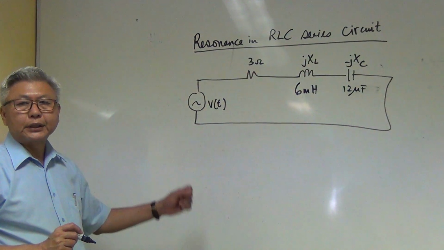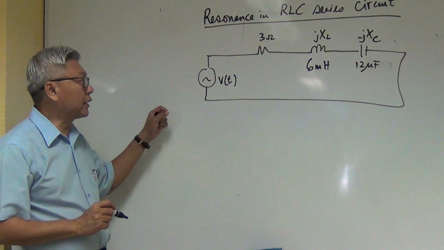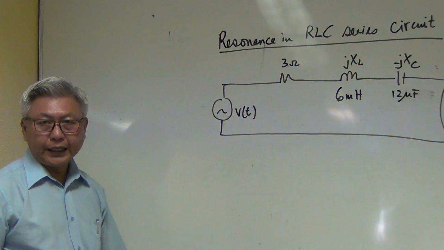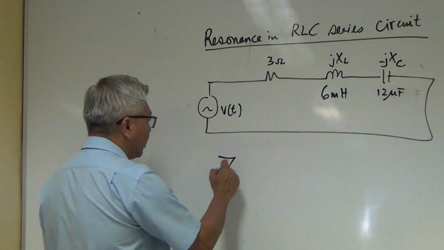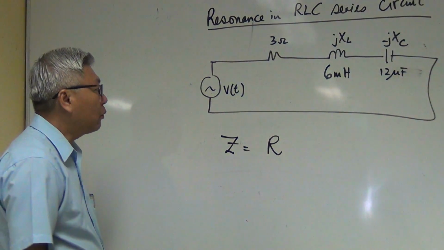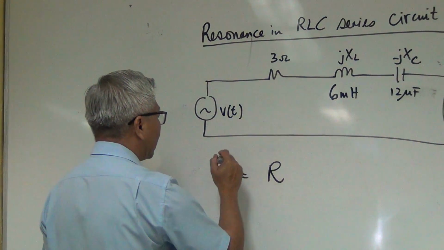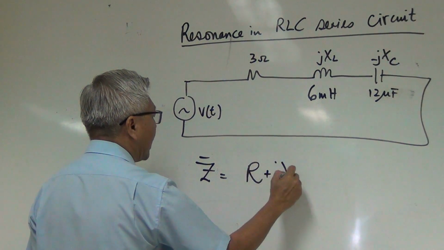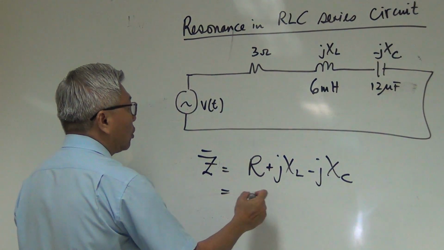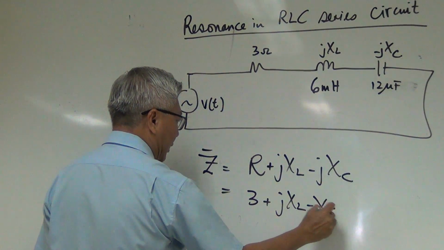Let's talk about one small section in the harmonic circuit, called resonance. Now, if a circuit resonates, it basically means the total impedance is just equal to R alone. In other words, in this circuit, Z is equal to R plus jXL minus jXC, so it could be like 3 plus j(XL minus XC).